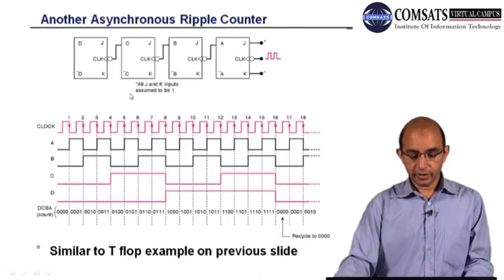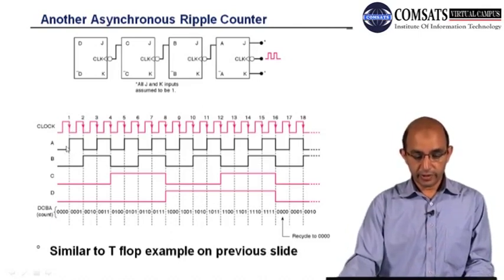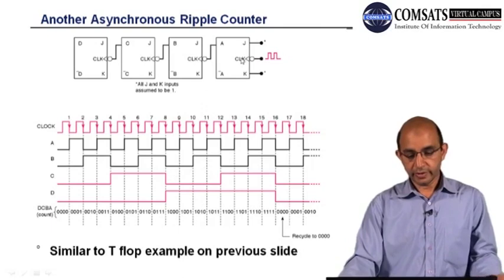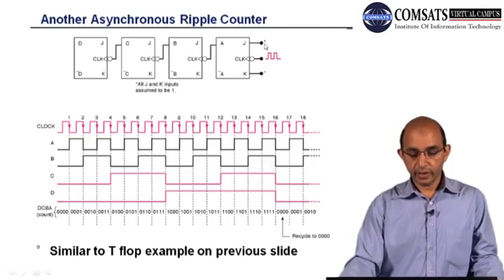So here we have the clock, right? If I talk about the timing diagram, this is A, this is B, this is C, and this is D. Here I assume that all the JK flip-flops have ones all the time, right?